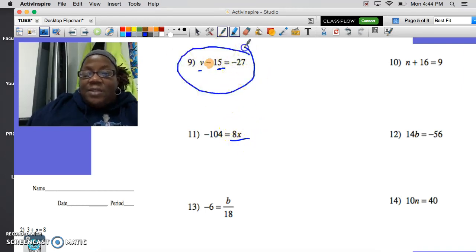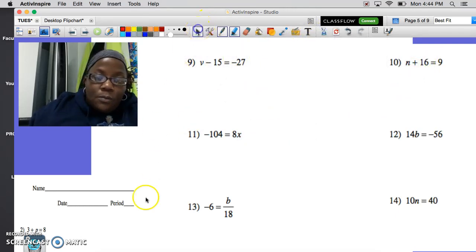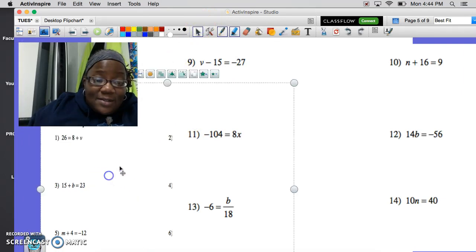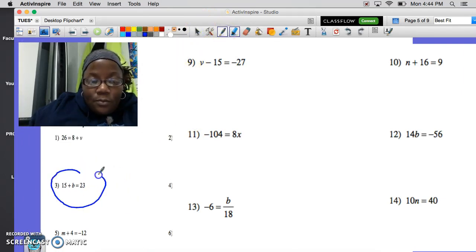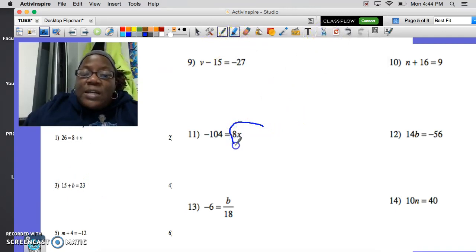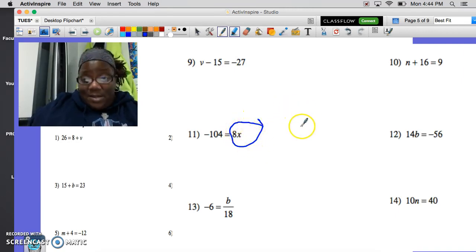If you see a sign in between, whether it looks like this or like this, or even like this, still a sign in between the number and a letter, all those are adding or subtracting problems. No sign, what does that mean? Yeah, multiplication. This is really saying 8 times x, 8x, 8 times the amount of x.